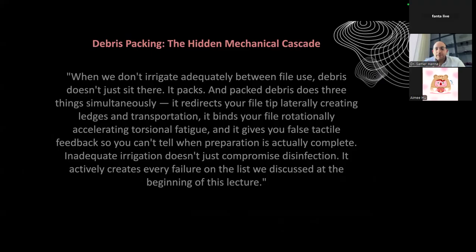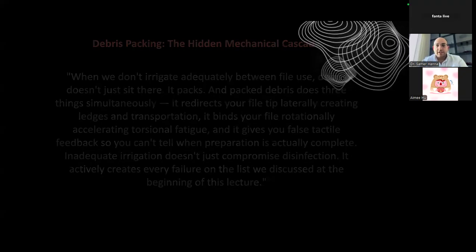Just let me read this for you because I thought it summarized the whole thing about debris packing and the hidden mechanical cascade. When we don't irrigate adequately between file use, debris doesn't just sit there, it packs. And packed debris does three things simultaneously. It directs your file tip laterally, creating ledges or transportation. It binds your file rotationally, accelerating torsional failure and fatigue, and it gives you false tactile feedback so you can't really tell when the preparation is actually complete. Inadequate irrigation doesn't just compromise disinfection, it actually creates every failure on the list as we discussed at the beginning of this lecture.